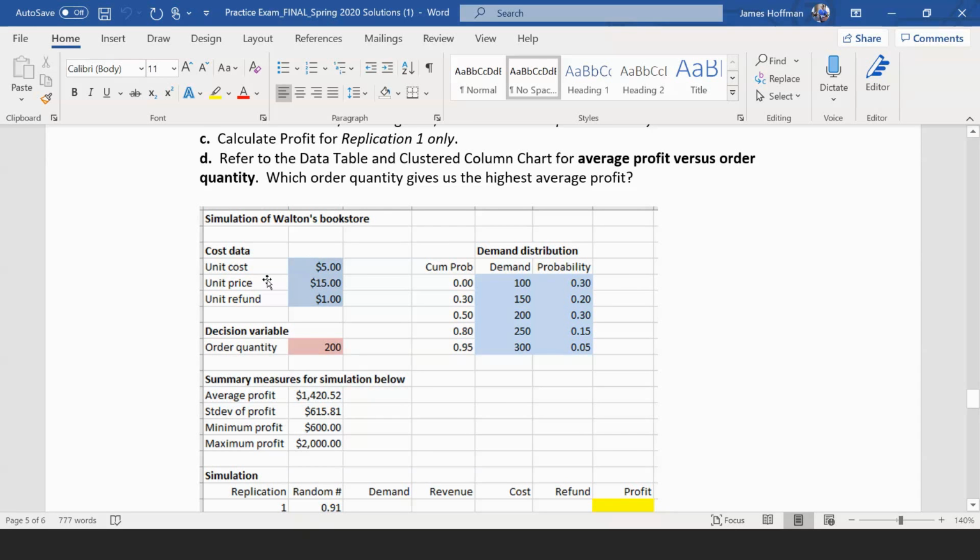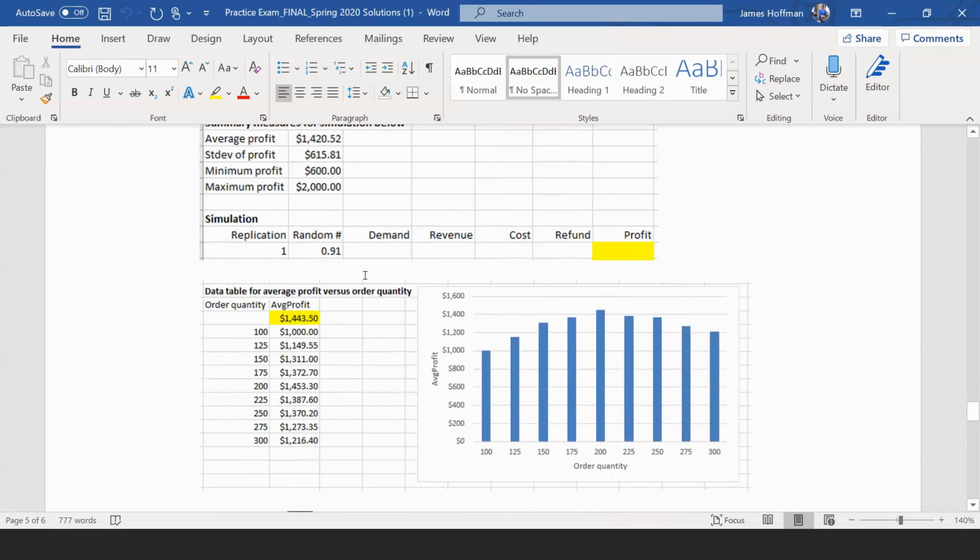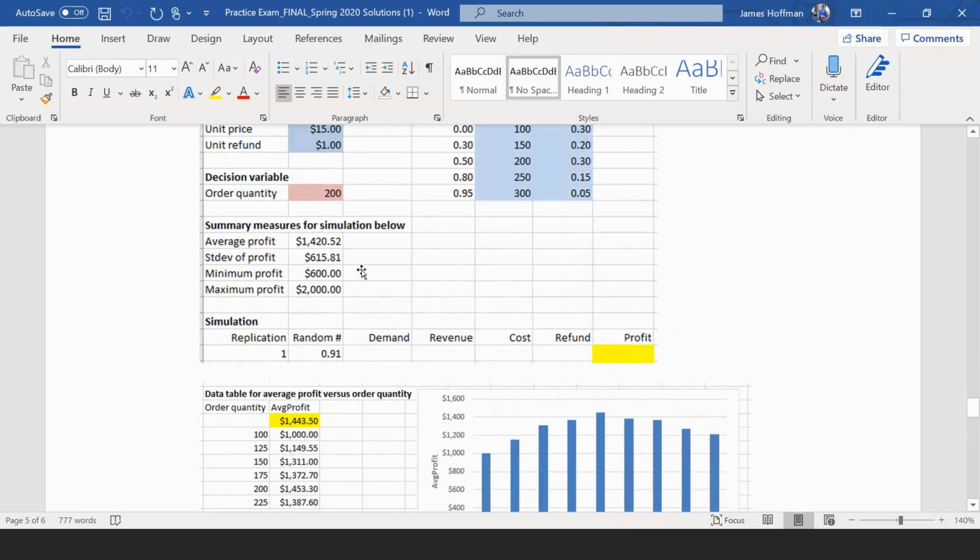5. Oh, so how do we find demand again? Okay, so I'll do demand again, and then we'll get to the refund, because that's coming next. So demand, look at the random number, 0.91. Okay, and then go up to the lookup table and find the demand that would come along with the VLOOKUP function.